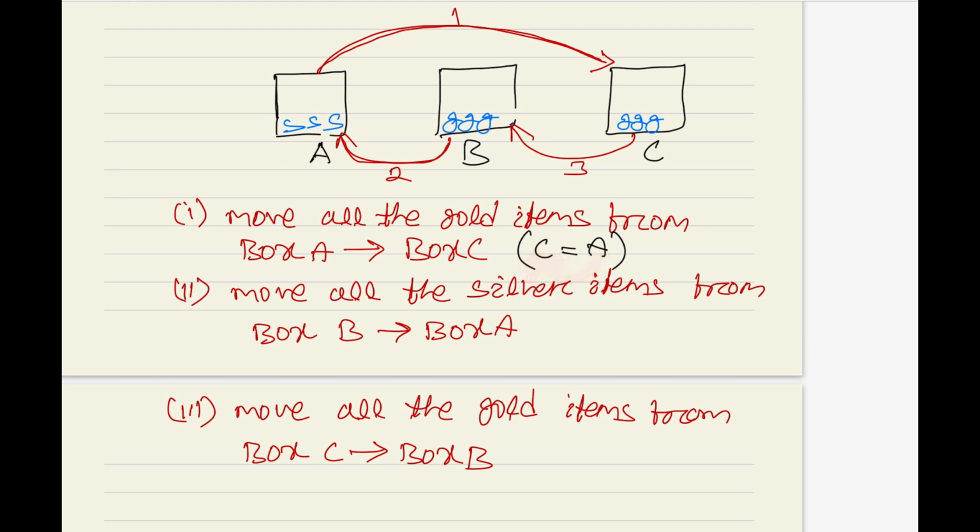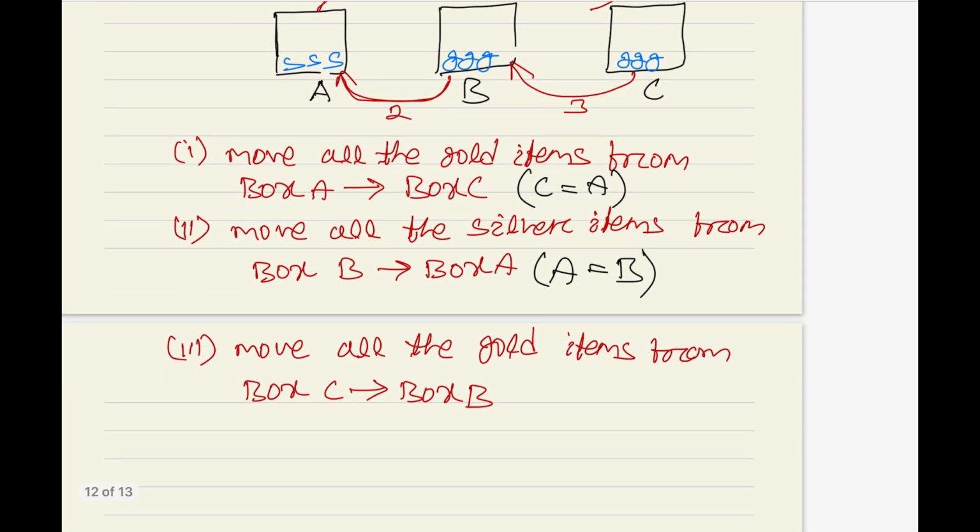So here you can see, if I write C equal to A, it means the contents of A are going to be stored in C. That means the right hand side value is always assigned to the left hand side. Similarly, move all the silver items from box B to box A, so I can write A equal to B.